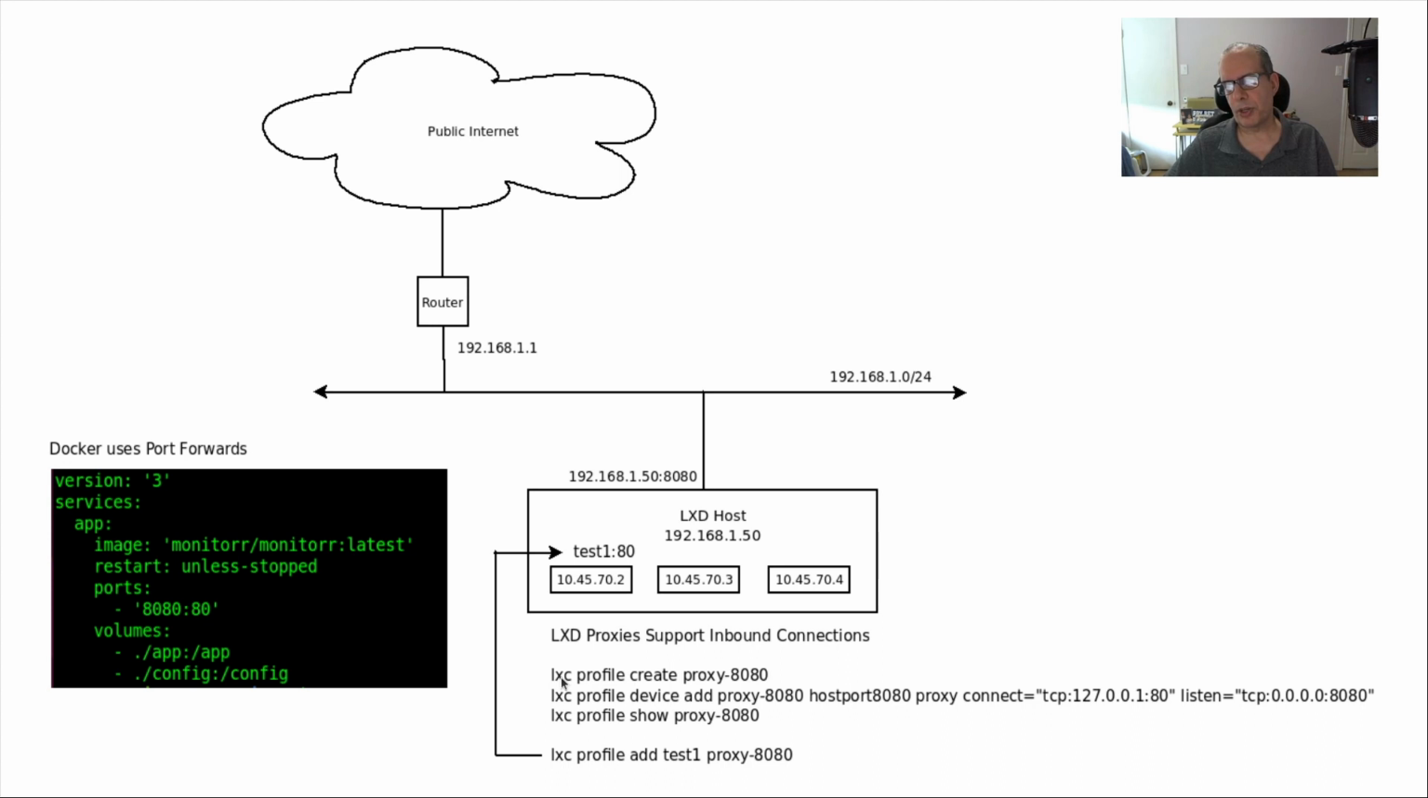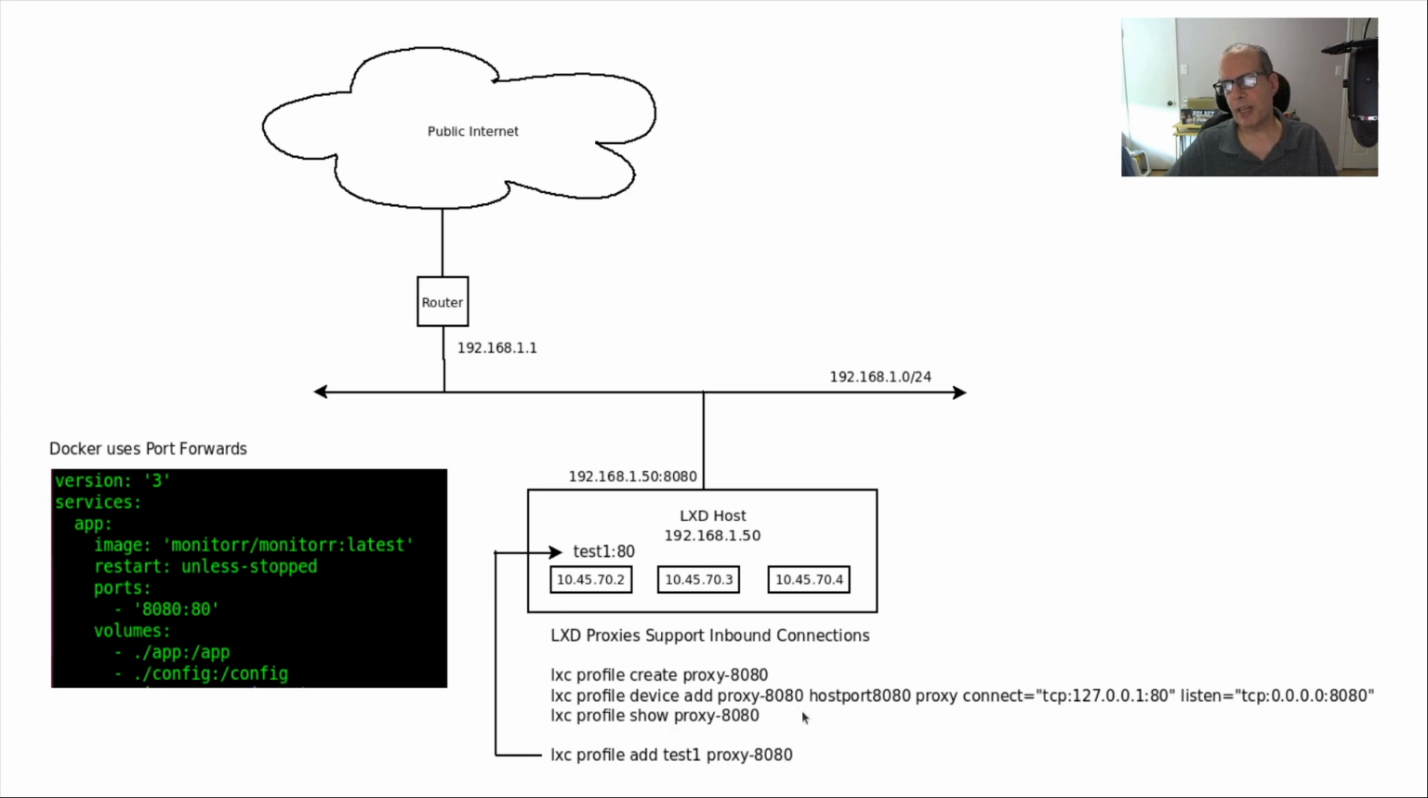So the way you do this is you can do a LXC profile create, and I'm just going to call this thing proxy-8080 because that's what it's going to be used for. And then I'm going to add to proxy-8080 something I call host port 8080, and then I'm going to say it's a proxy, and then connect it to 127.0.0.1 port 80, which really means myself because that's the loopback address, and then listen on any address at port 8080. So that's what the proxy looks like, and you can turn around and do a LXC profile show proxy-8080 and see that.